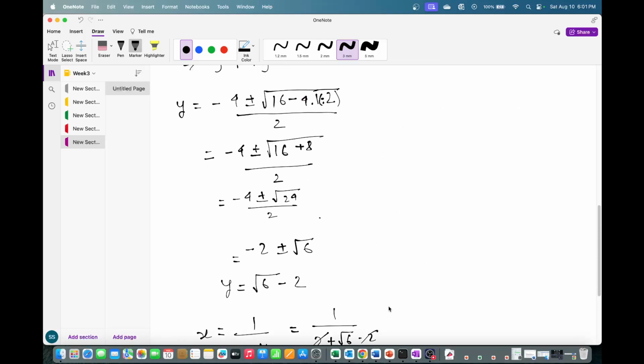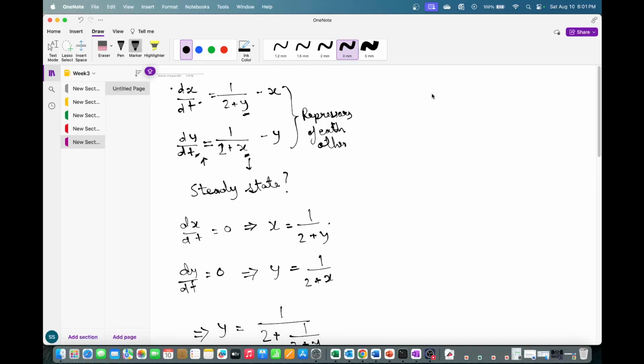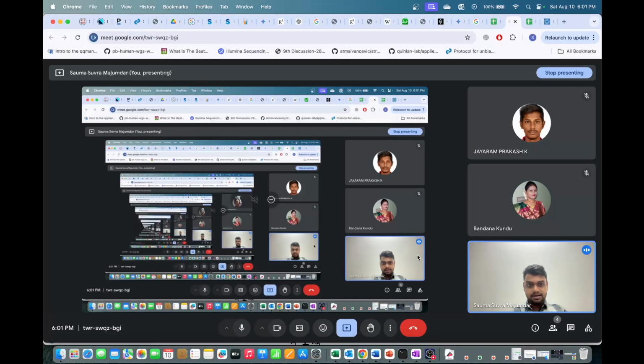Okay, this is how you find steady states. And just remember that these are repressors, and how you found it. If y is increasing, dx/dt is decreasing. If x is increasing, dy/dt is decreasing. Right? So yeah, that's all from my side. If you have any questions, you can ask, or else we'll close this session.